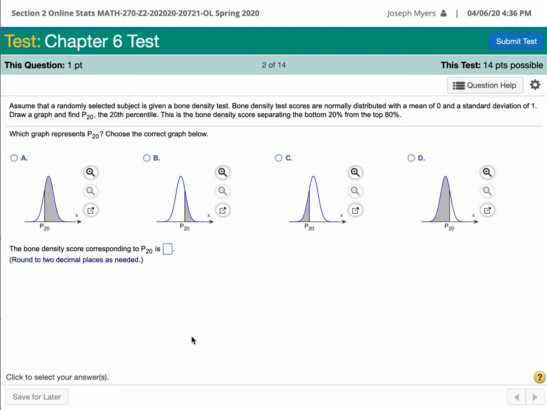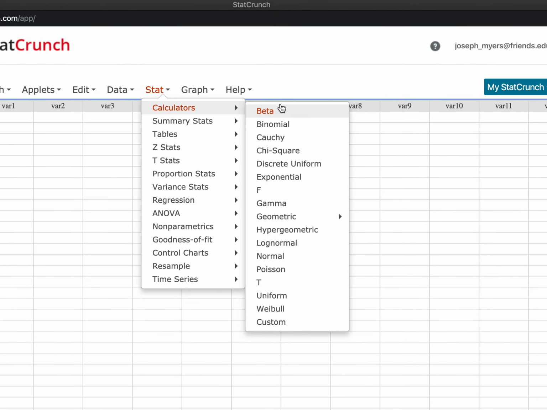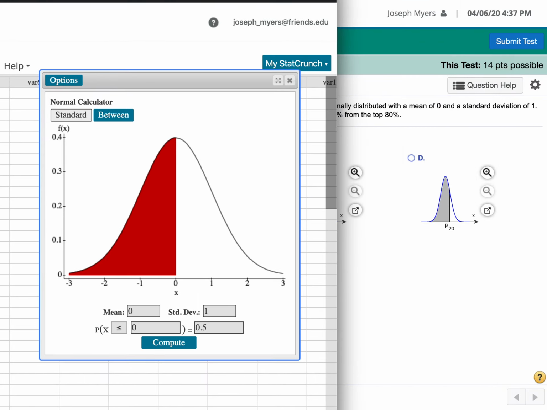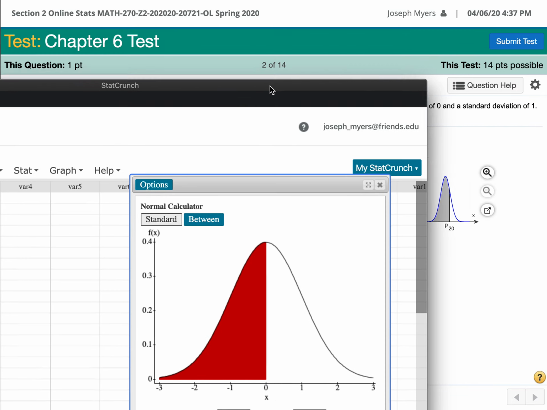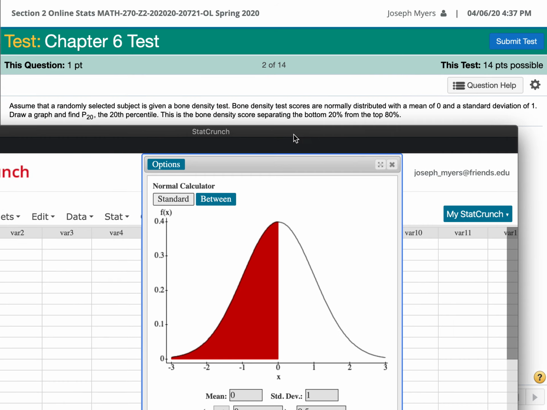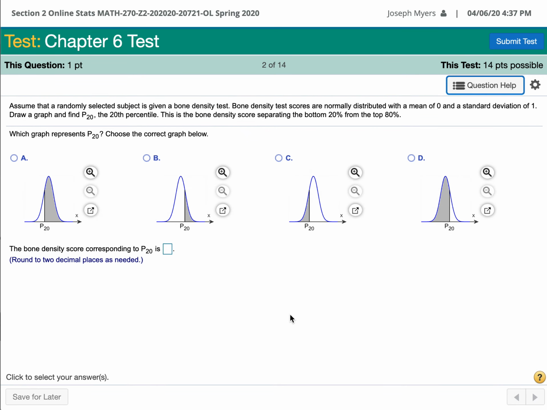Okay, so now this one says the mean is 0 and the standard deviation is 1. So I'm going to go ahead and open up that StatCrunch window again, and then click Stat, Calculators, Normal. And then it says draw a graph that represents the 20th percentile. And it even helps you out.